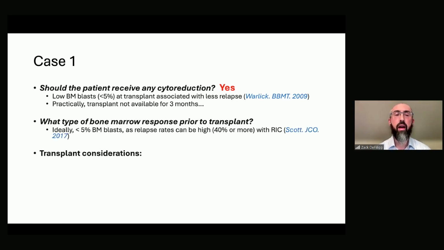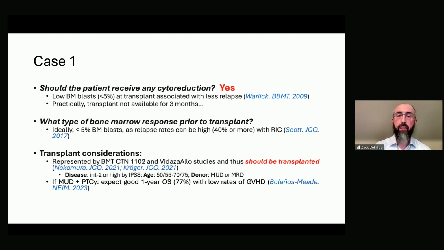Ideally we're looking for the bone marrow blast percentage to get below 5% or thereabouts. One thing here: the first patient, I believe, is 70 years old in the prompt, so this patient's not going to be getting a myeloablative transplant. What we know across different studies is that relapse rates are potentially high with these reduced intensity transplants. Depending on the study and the exact disease risk, it could be 40% or more. So I feel the better the response we see going in, the more ideal.